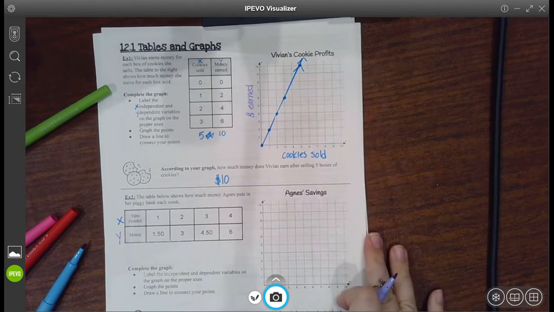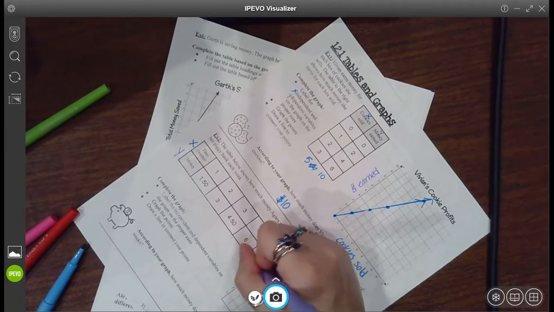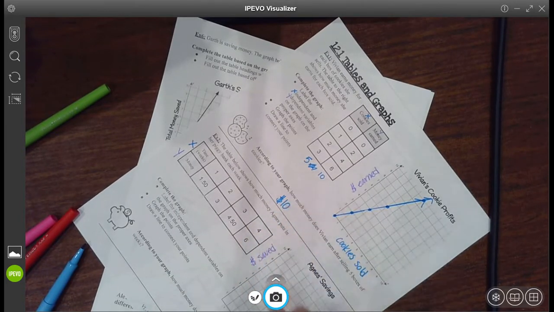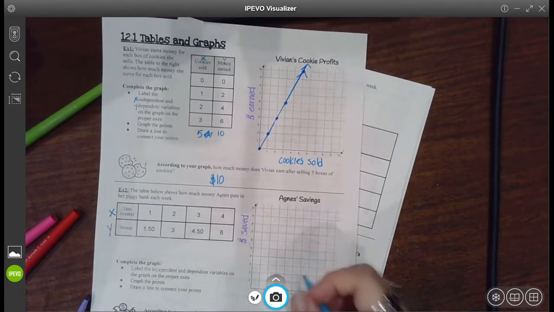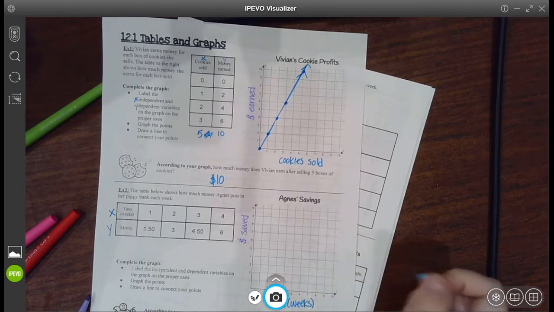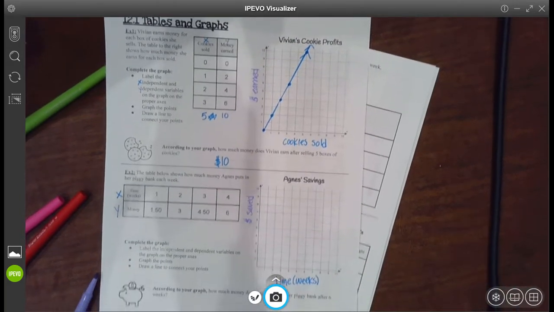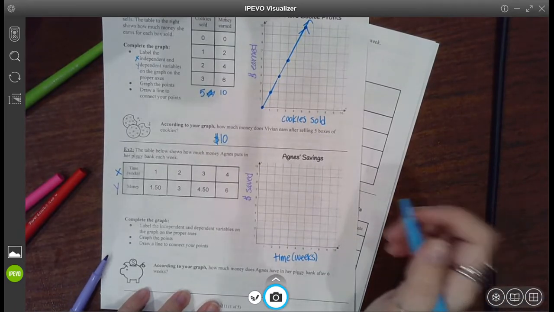Okay, now that we have that, I can label my axes. So I'm going to label my y-axis as the money saved. And then I'm going to label my x-axis as time. And we like to sometimes put the unit, like what are we measuring it in? We're measuring it in weeks. Okay. So now that I have that figured out, let's go ahead and plot these points.